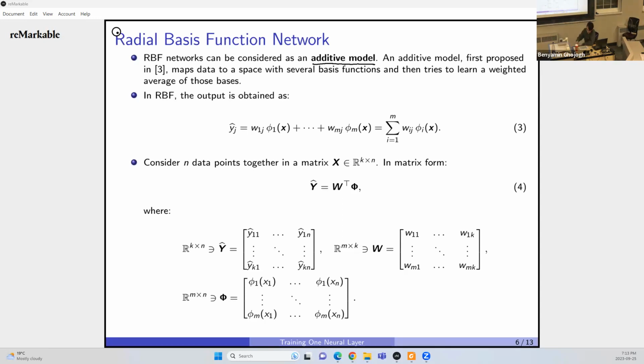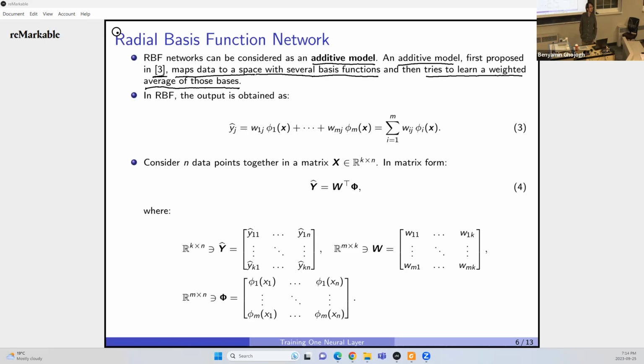So an additive model, what is that? It was first proposed in reference 3. It maps data to a space with several basis functions, okay, and then tries to learn a weighted average of those bases. So consider some basis functions. An additive model maps data to some space whose basis functions are those several basis functions, and then tries to find the weights.